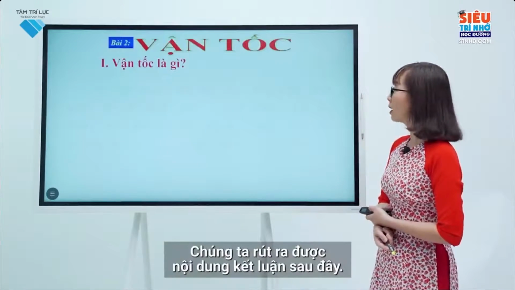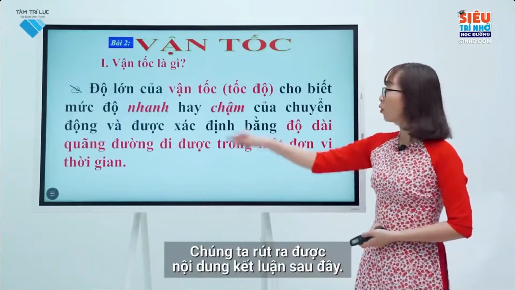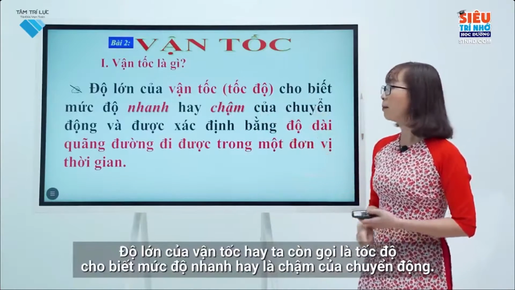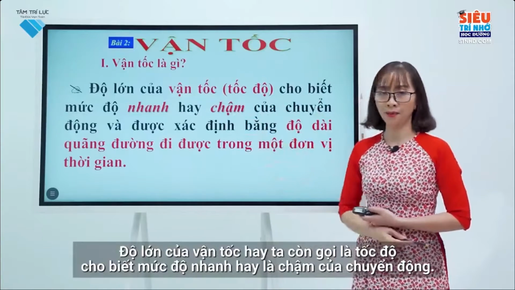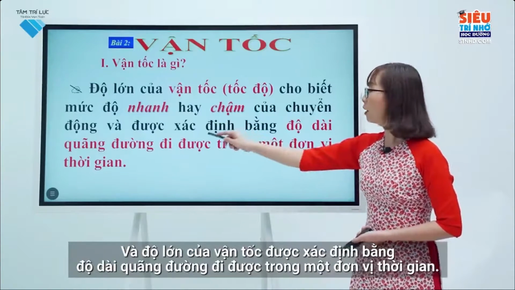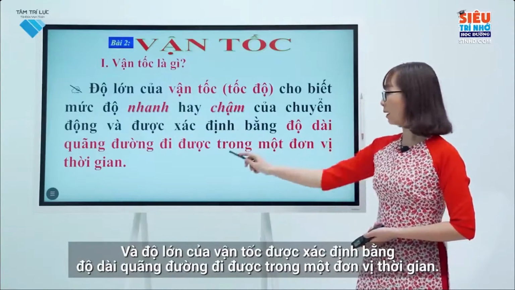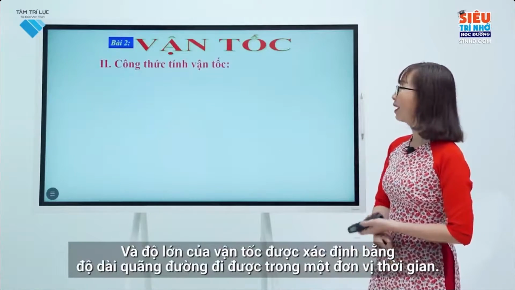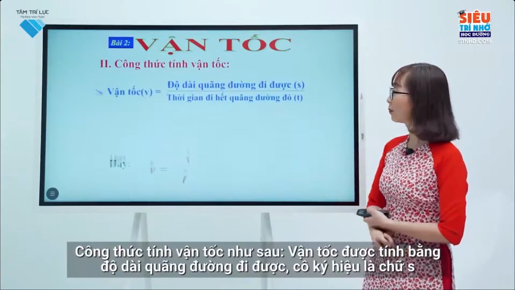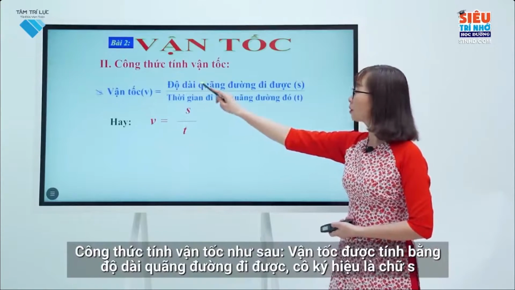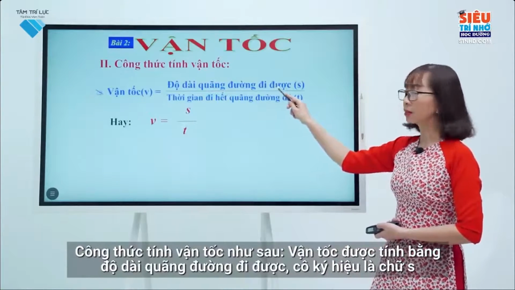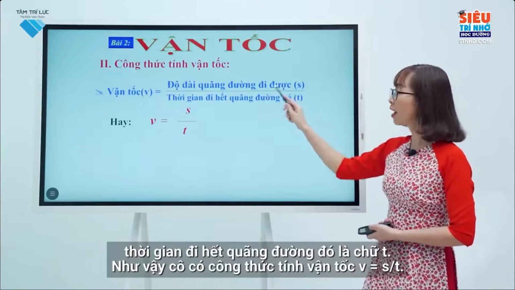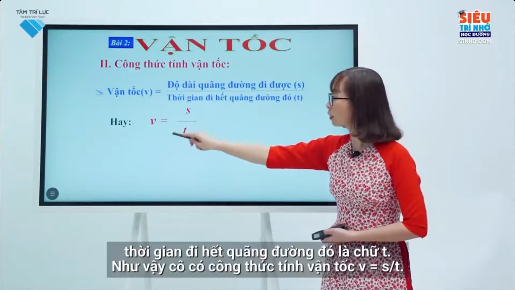We deduce the following conclusion. Speed is the measure which shows how fast or slow the movement is. And the measure of the speed is determined by the distance covered in a given amount of time. The formula to calculate the speed is as follows. Speed is calculated by the distance that has gone, which I denote as s, and the time taken to finish the distance as t. So I have the formula to calculate the speed.